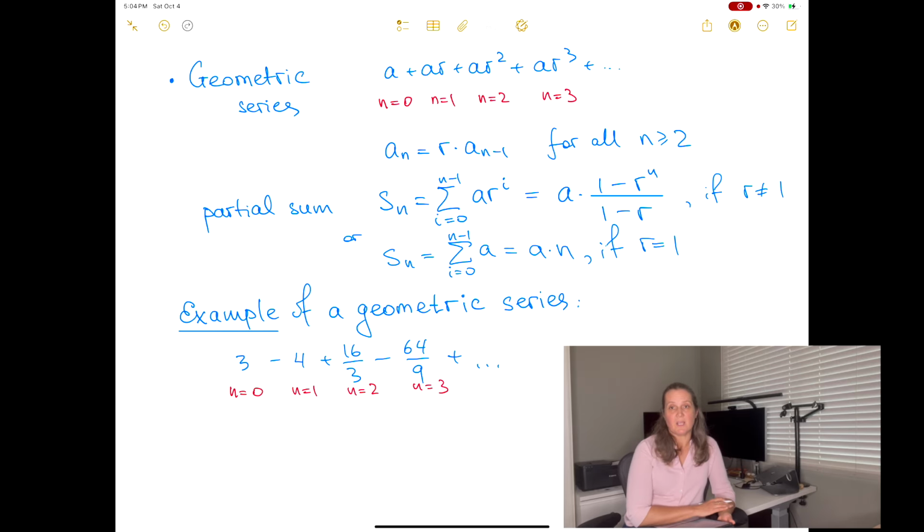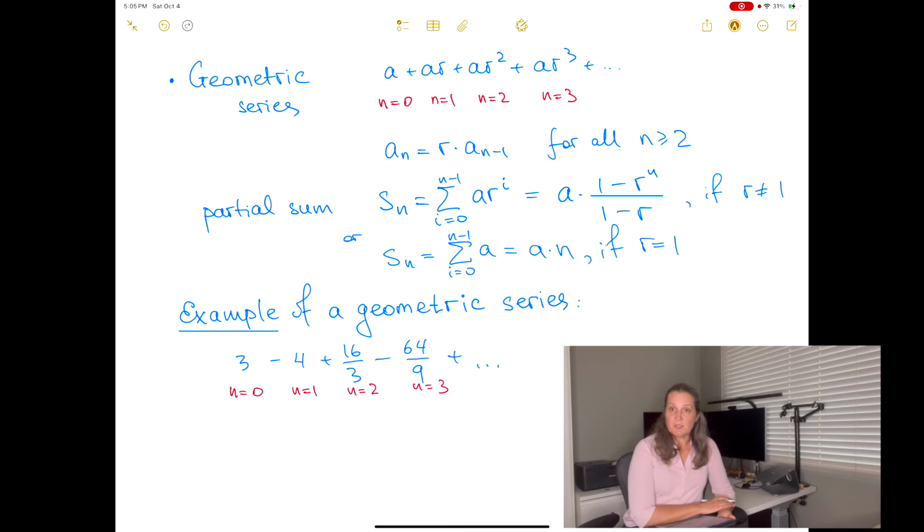The other familiar type of series is the geometric series. A geometric series is the sum of terms where each next term in the sum is a constant multiple of the previous term. If the initial term in the geometric series is a, the next term would be the product of a and that constant multiple r. The following term would be the product of ar by r, which creates ar squared, and so on.